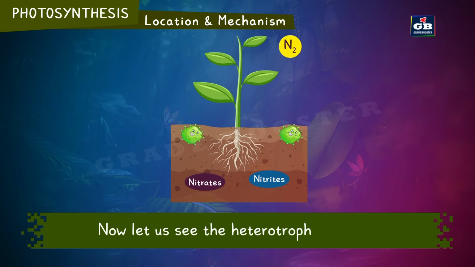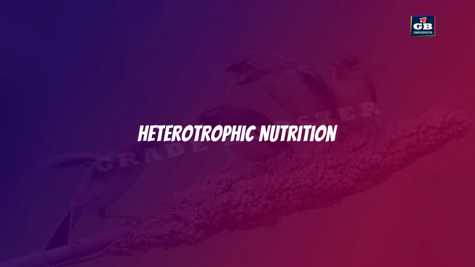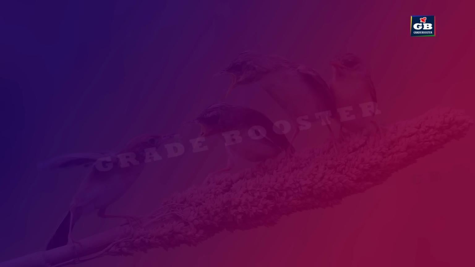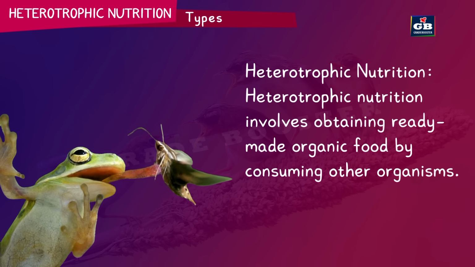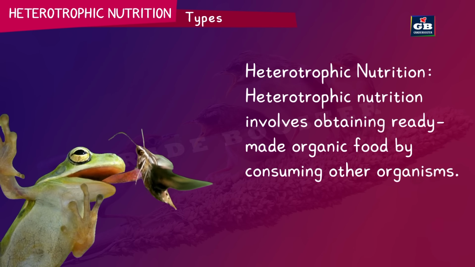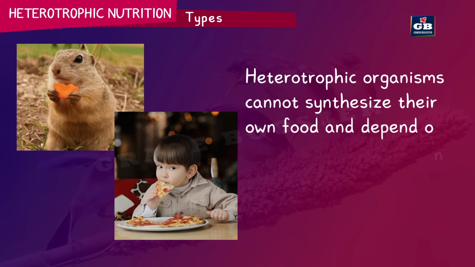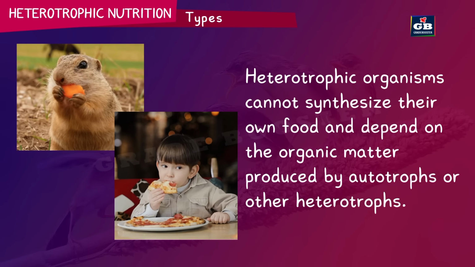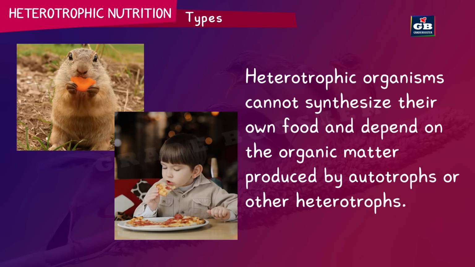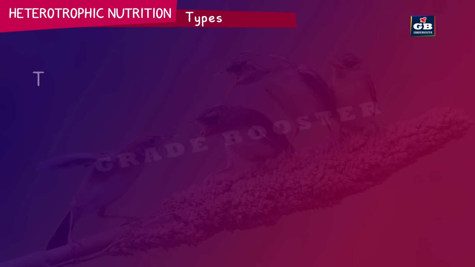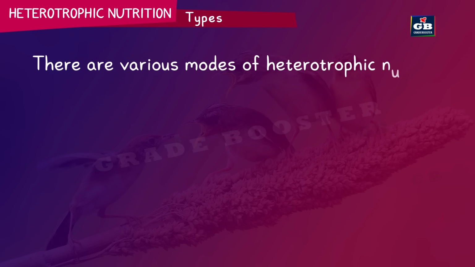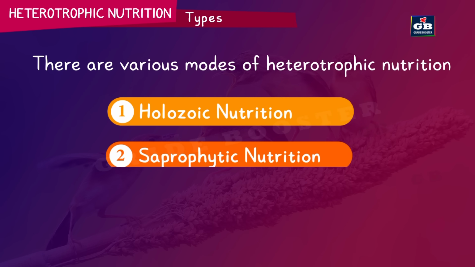Now let us see heterotrophic nutrition. Heterotrophic nutrition involves obtaining ready-made organic food by consuming other organisms. Heterotrophic organisms cannot synthesize their own food and depend on the organic matter produced by autotrophs or other heterotrophs. There are various modes of heterotrophic nutrition: 1. Holozoic nutrition, 2. Saprophytic nutrition, and 3. Parasitic nutrition.